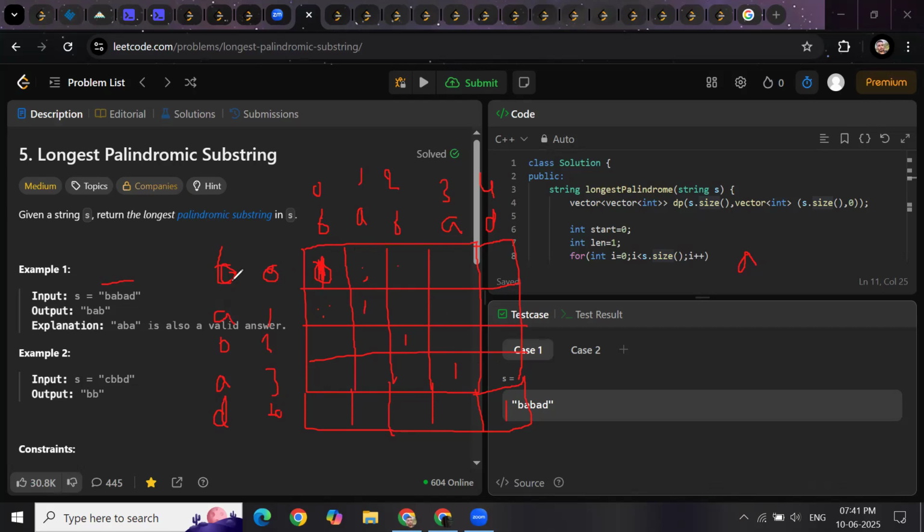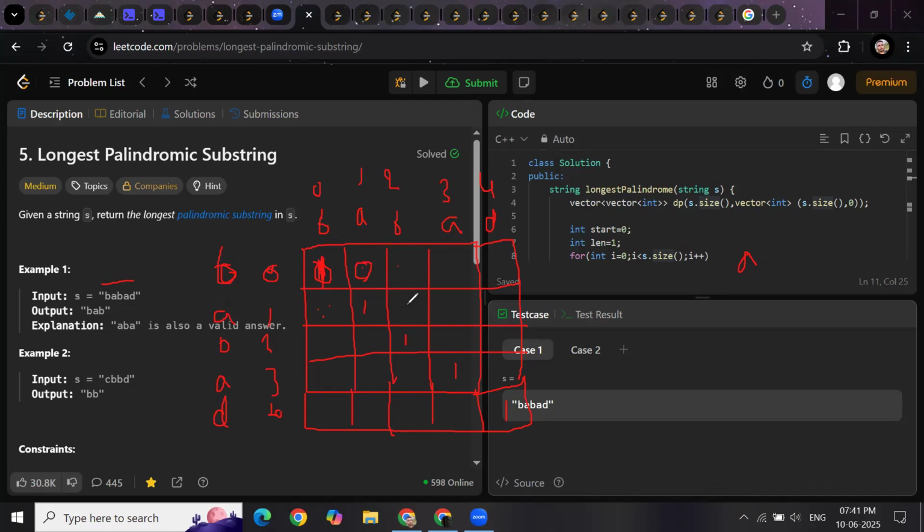So for this we will check the string starting at 0 and ending at 1. So B and A. Are B and A the same? No, they are not the same. So a substring consisting of B and A is not a palindrome. Only if they are the same, then they are a palindrome. So they are not the same, so it will be 0.